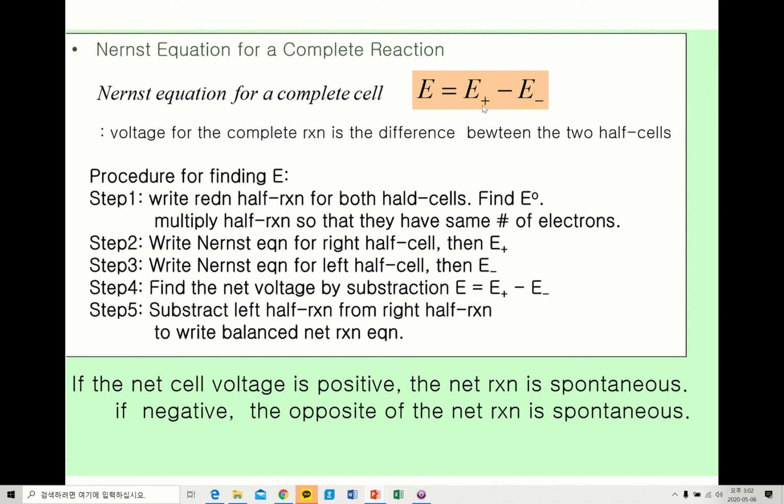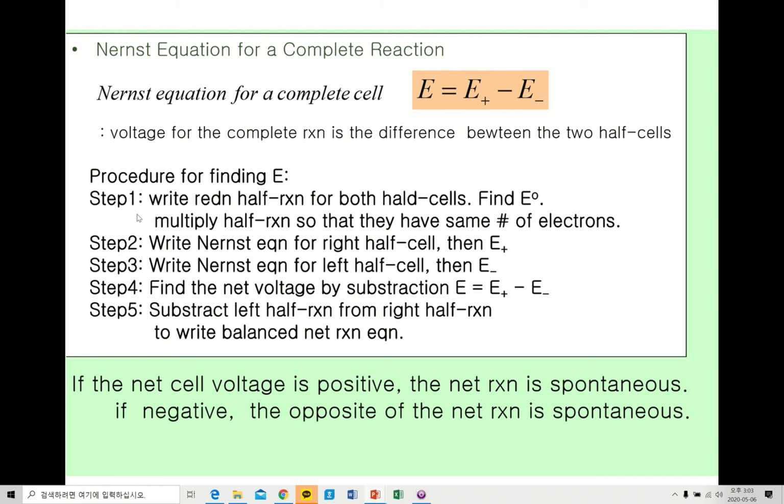What is E plus? This is the cathode potential. From now on you have to be very careful and listen very carefully. I will show you the simplest way to calculate the cell potential. First of all, you have to accept this equation: cell potential is the potential difference between cathode and anode. Cathode potential minus anode potential.